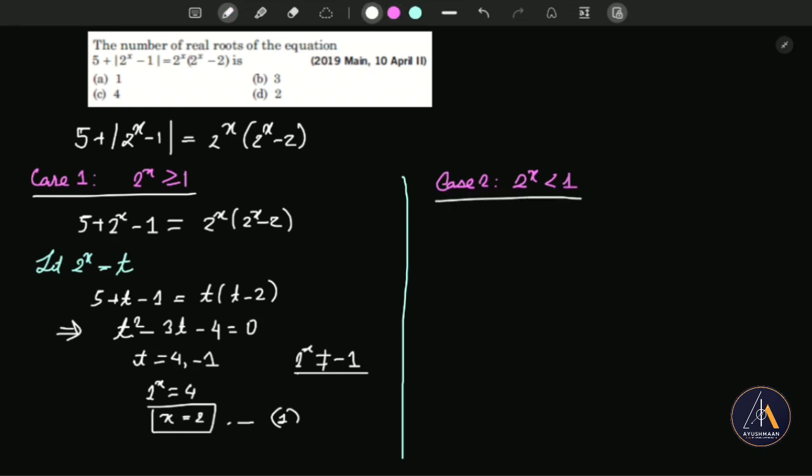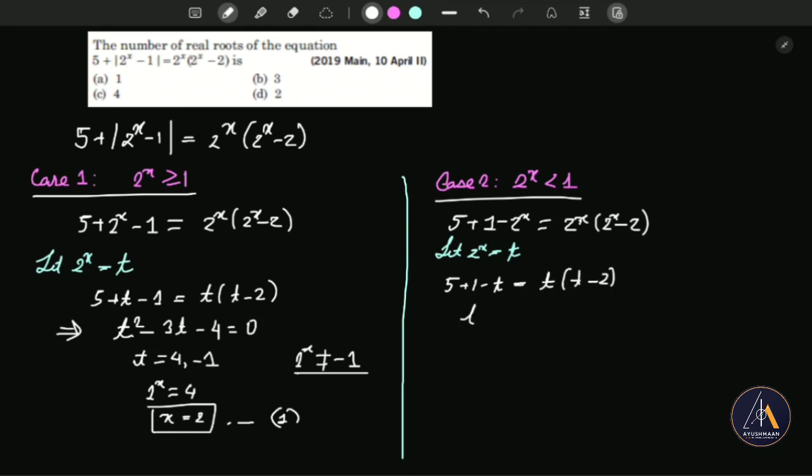In this case, what we will get is 5 plus 1 minus 2 to the power x equals 2 to the power x minus 2. Here also I am taking 2 to the power x equals t. So we are getting 5 plus 1 minus t equals t minus 2. From here I am getting another quadratic equation, t square minus t minus 6 equals 0. From here the solutions will be t equals 3, minus 2.